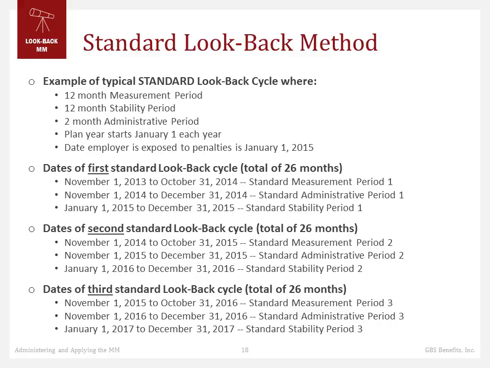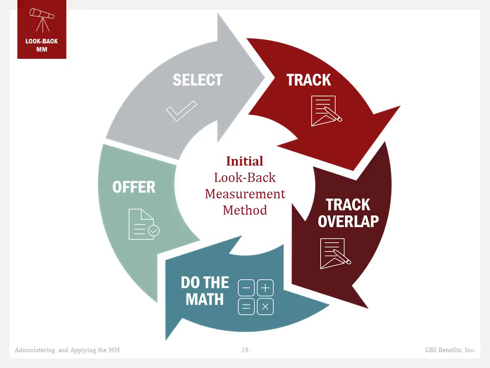So the next standard, or the second standard look back cycle, would be November 1st, 2014 through October 31st, 2015. Then the administrative period would be right after that, November 1st, 2015 through the end of the year of 2015. And then the standard stability period would be January 1, 2016 through January 31st of 2016. And then again it repeats the following year. So that is a review of our standard look back.